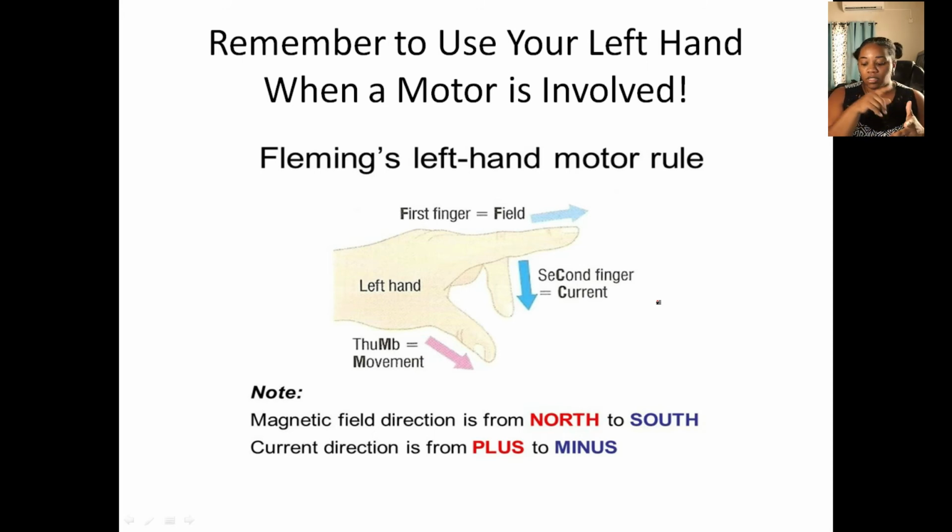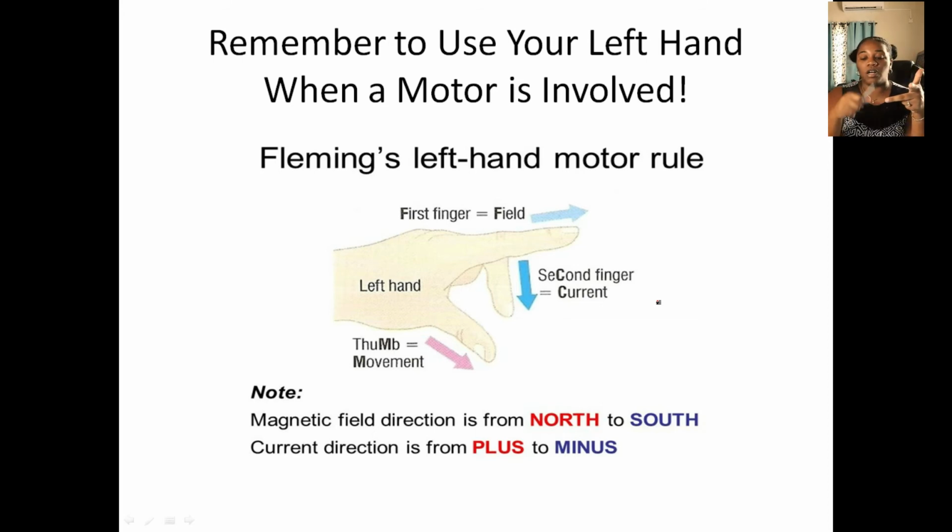So your thumb is for movement. If you have a pen next to you, you can write where your thumb is. So you put M on your thumb, for movement. Your index finger, which I call the first finger, represents the magnetic field lines. So you just put F for magnetic field lines. And then the second finger represents the current, the direction of the current, so you could put C. So just like how I have these here, you can write them down, right?